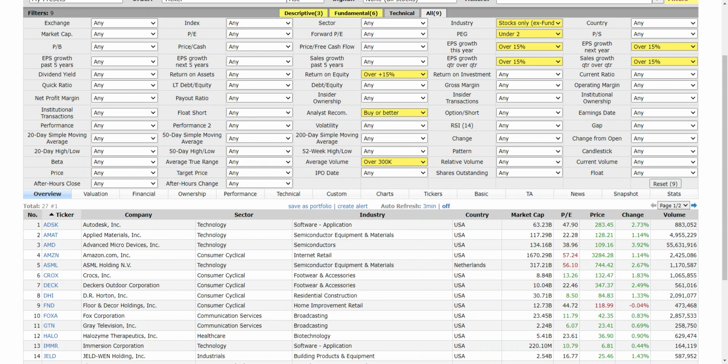After that, I'm going to be using the EPS growth next 5 years right here. Again, it's the earnings per share growth in the next 5 years. So in this case, I will again go over 15%.